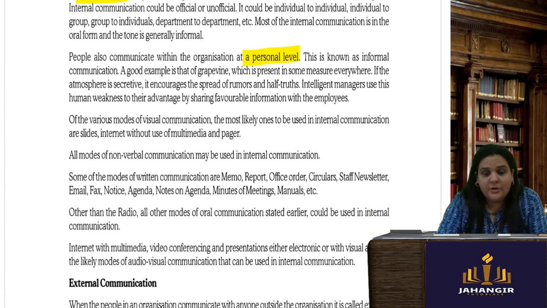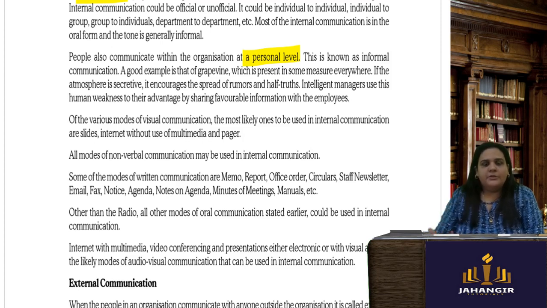Visual communication is also one of the most important keys of internal communication. Nowadays, directors' meetings, etc. Audio visual communication happens over Zoom or Microsoft Teams. All modes of non-verbal communication may be used in internal communication.